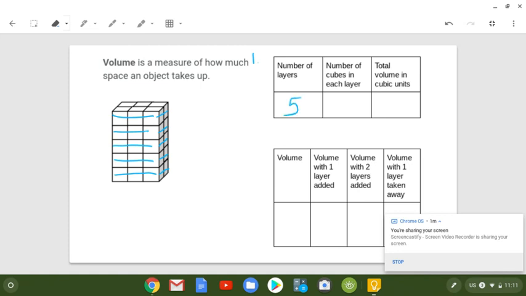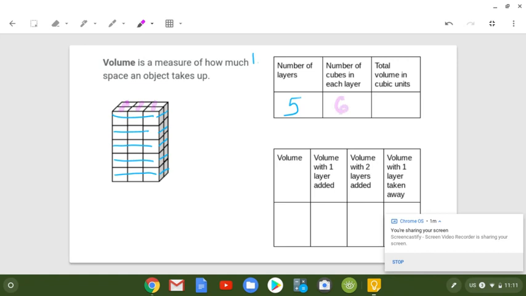Okay, now it asks us for the number of cubes in each layer. So I'm going to change my color here so we can take a look. We're going to look at the top layer. So I see 1 cube here, another cube next to it. So I have 2 cubes, 3, 4, 5, 6 cubes. So it's easiest to see when you can really count. It's sometimes either the top or the bottom. So we have 6 cubes in each layer.